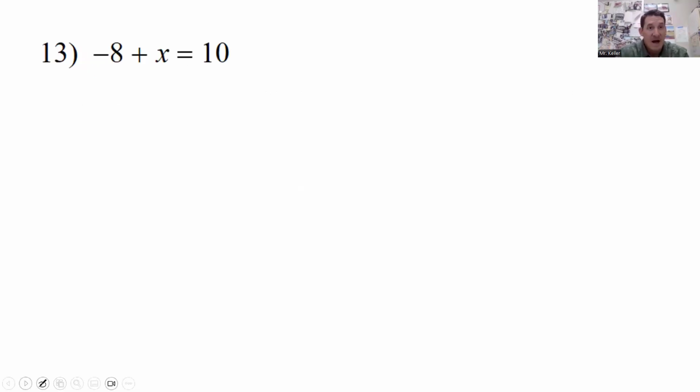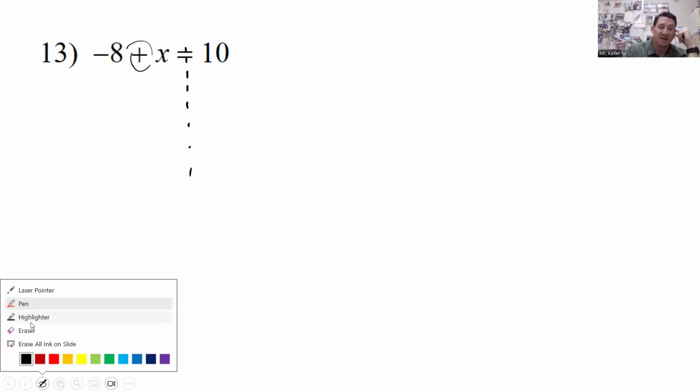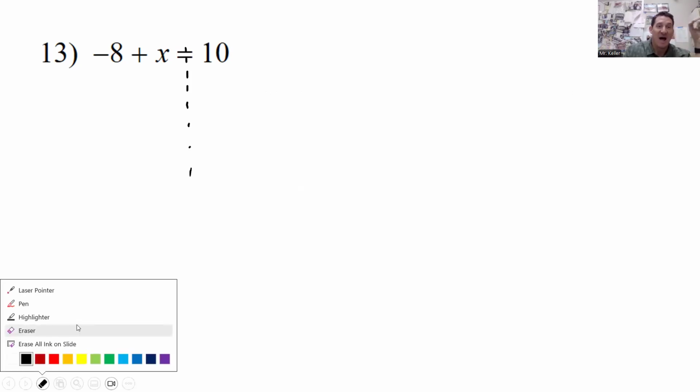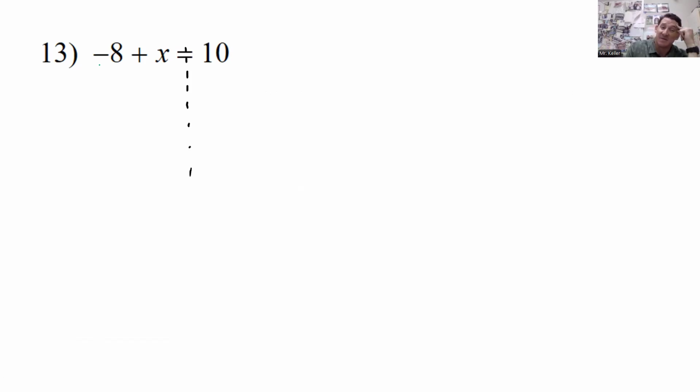All right. Here, another good example. So we have -8 plus x is equal to 10. A lot of kids will see the plus here and want to subtract 8 from both sides. But here's the deal with that. Because it's plus doesn't mean that 8's positive. This 8 is negative. So to eliminate it, we need to add 8.